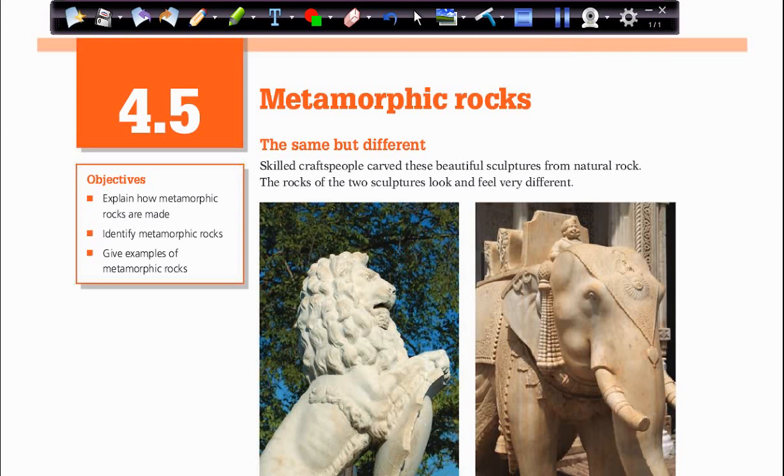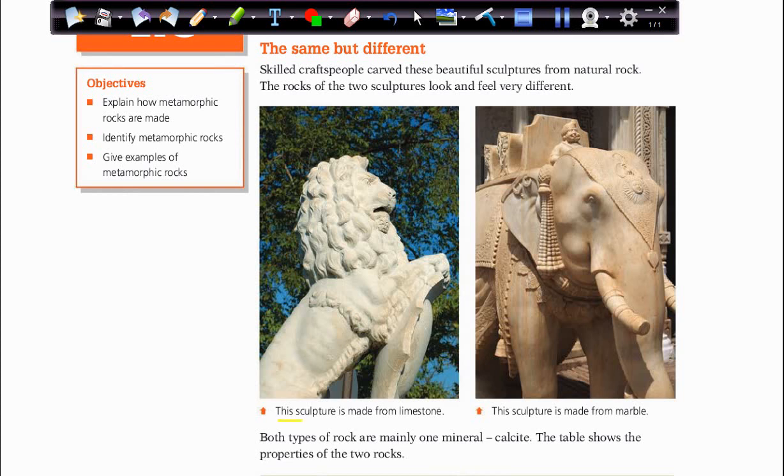Metamorphic rocks. The same but different. Look at these pictures. What can you see the same, and what can you see the differences between them? First, we can see the color. One of them is white and one of them is gray. So this sculpture is made from limestone, and this sculpture is made from marble.